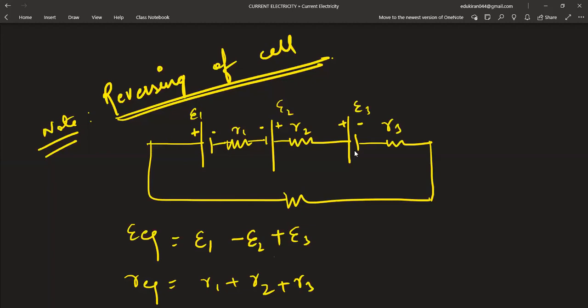It is not a vector, so its direction changing will not affect our answer. Correct. That's why we are having this. So E1, E2, E3, here we'll have minus E2, wherever the reversing of the cell has occurred.